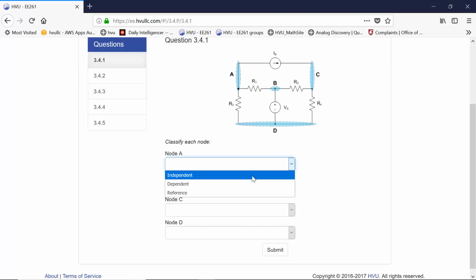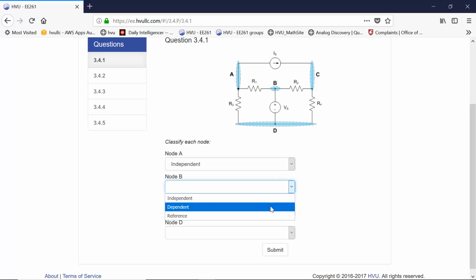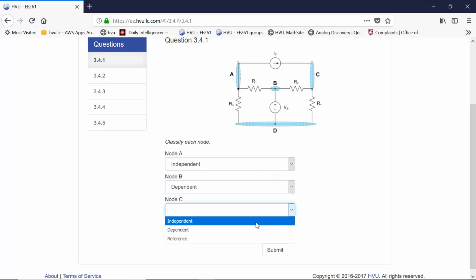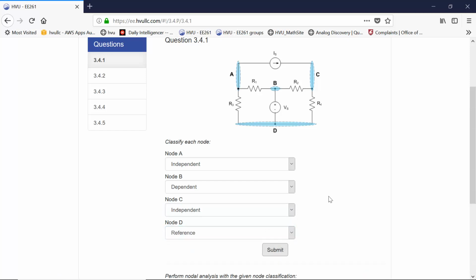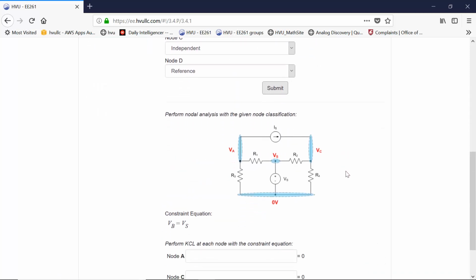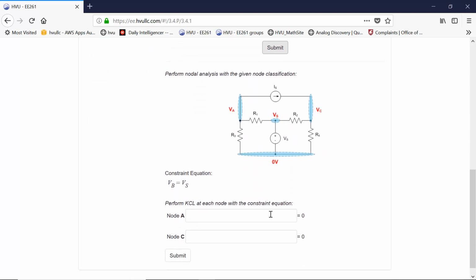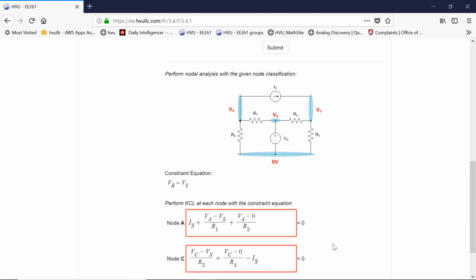I'll choose A as an independent node, B as a dependent node, C as an independent node, and D as my reference node. The site provides you with a schematic that shows your choices, and it prompts you to do KCL at node A and C to get the two equations that you need to solve. I'll just give up through this. Those are my answers. Everything's in symbolic form, so I don't have to worry about the students making silly arithmetic mistakes and thinking that that means that they don't understand the approach.